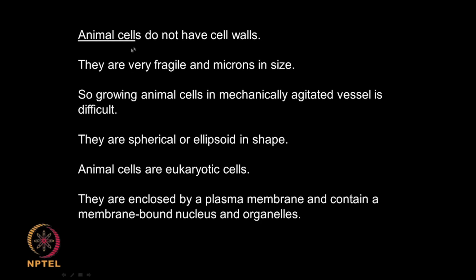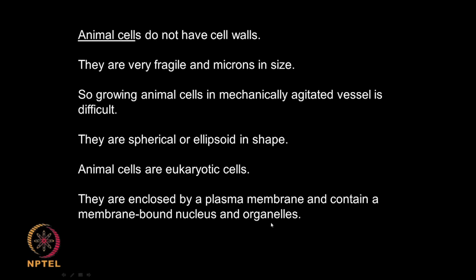Animal cells do not have cell walls, they are very fragile and they are quite big in micron size. So growing animal cells in a mechanically agitated vessel is difficult. That is why generally animal cells are grown in non-agitated vessels. They are spherical or ellipsoid in shape. They are eukaryotic cells, enclosed by a plasma membrane, and they contain a membrane bound nucleus and organelles.